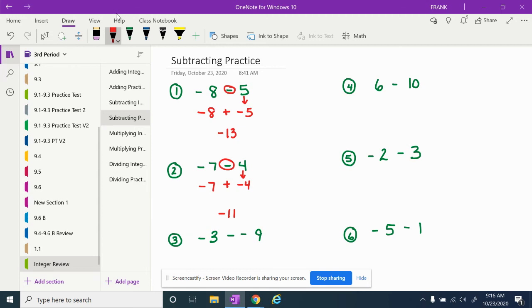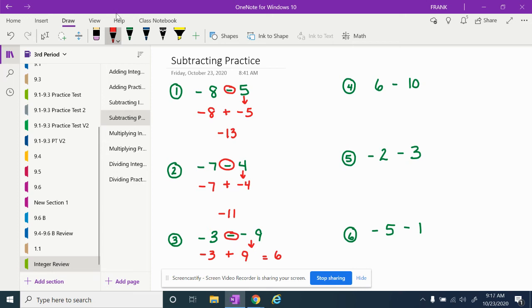Number 3, I have -3 minus -9, so I have -3, copy, change. -9's opposite is +9. So -3 plus 9. Now I have 3 negatives. I have 9 positives. I have more positives than negatives, so I know it has to be a positive answer. So then I say to myself, well, how many more do I have? Well, I have 9 positives. I have 3 negatives. The difference between 9 and 3 is 6.